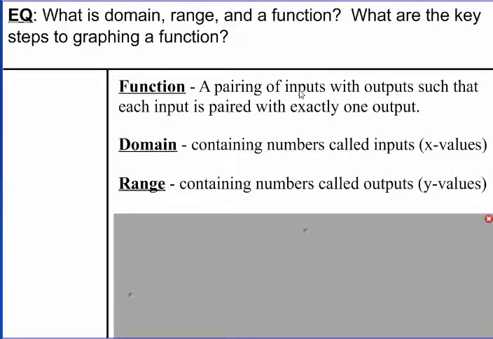And the range, that contains numbers called outputs. So those are your y values. So if I ask you to identify the range, what is the range? You're going to list all your y values. You want to take note: this is not the same kind of range that we used when we did statistics. Okay, this is a different kind of range. This is a list of all the y values. So keep that in mind.